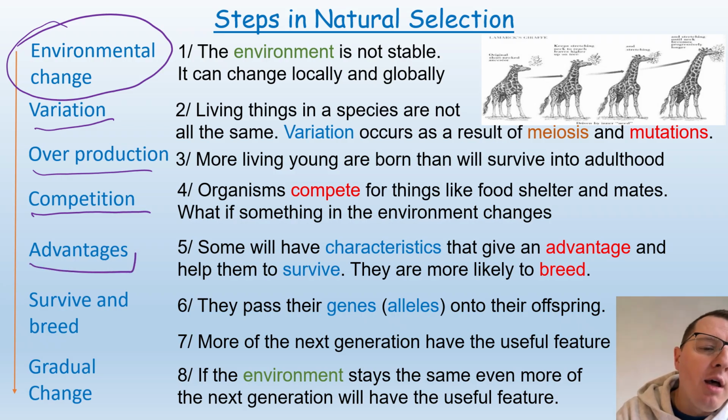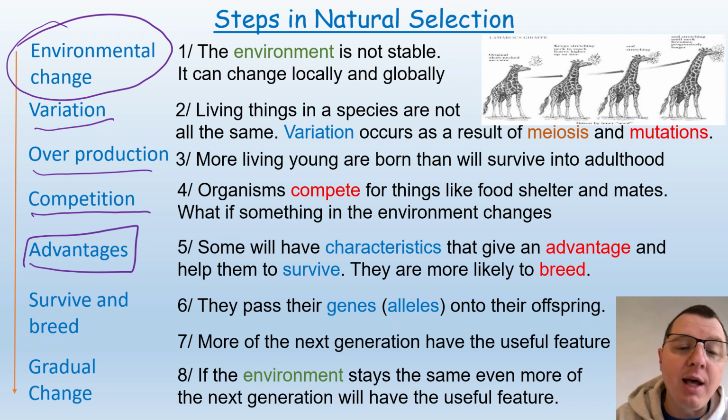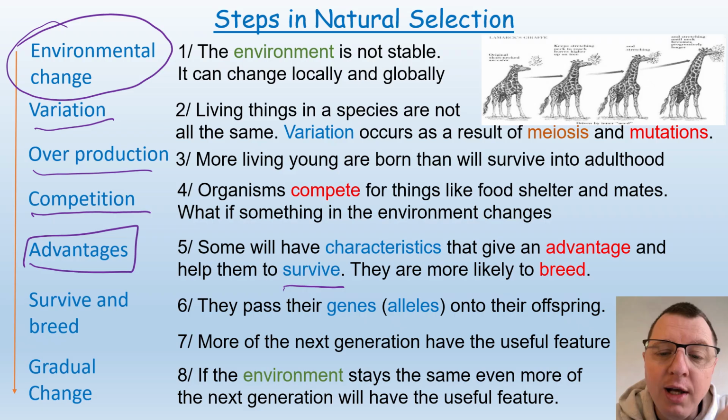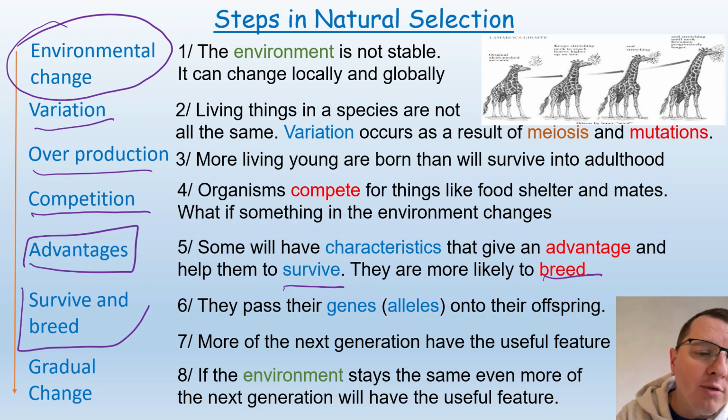The main idea of all of this is that because of a variation, some individuals will have an advantage. They will have a characteristic that gives them an advantage and helps them to survive just slightly better compared to other individuals in their species. And if you can survive long enough, then you're more likely to become an adult and you're more likely to be able to breed. And that leads us to survive and breed.